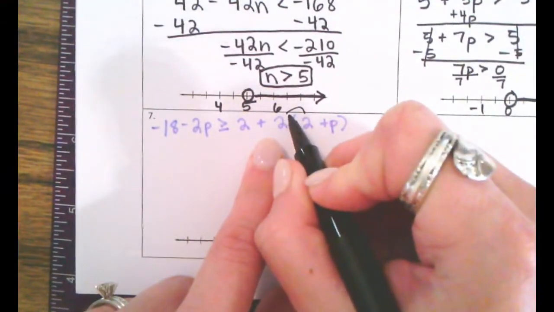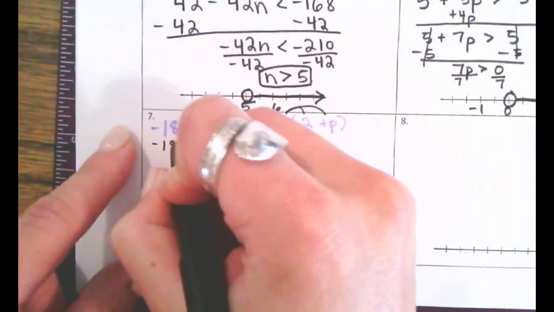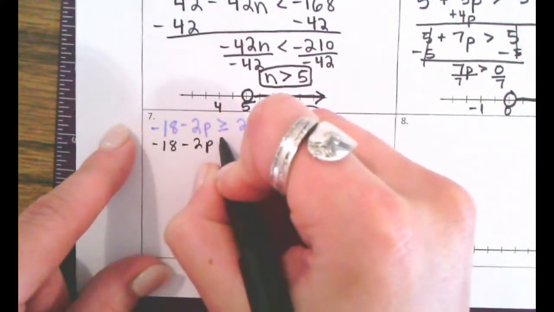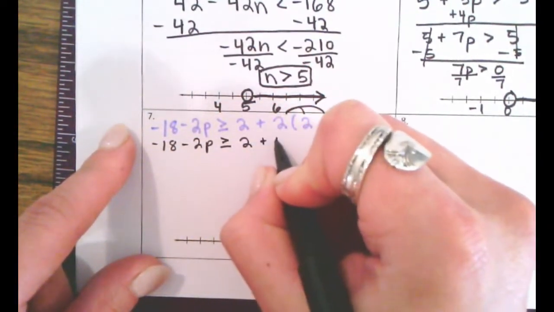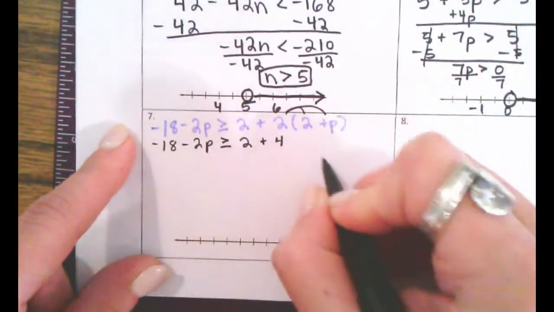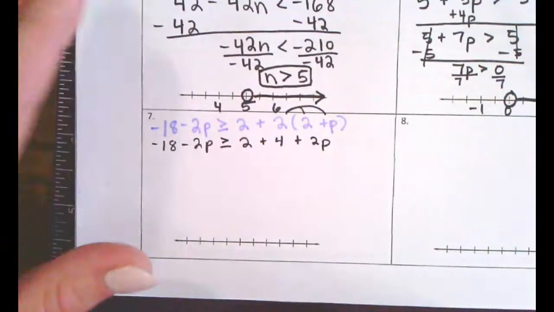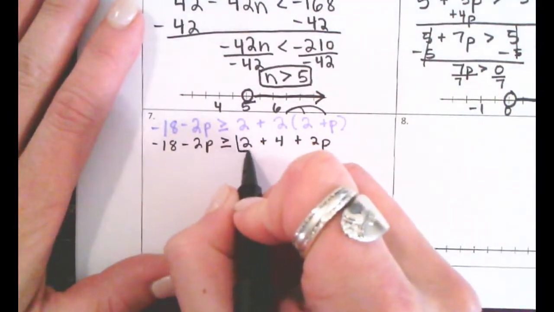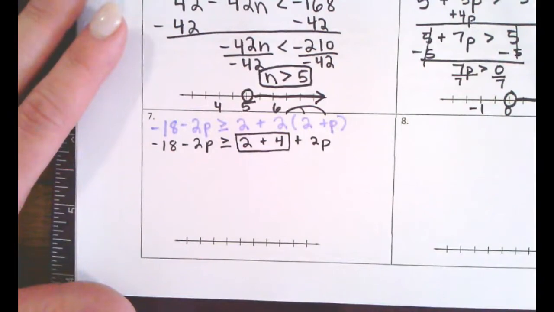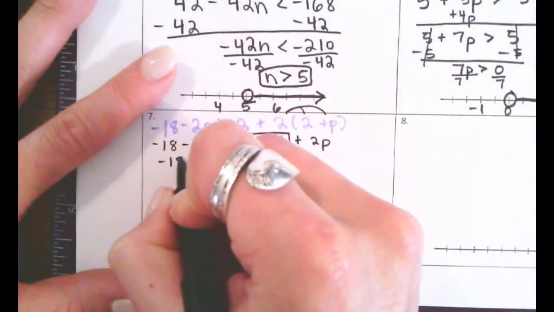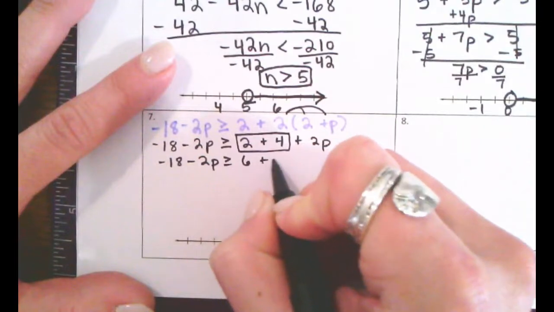So distributing that 2 first, I have negative 18 minus 2p is greater than or equal to 2, and I first have 2 times 2, which is 4, and 2 times p, which is 2p. Now, on this side of the equation, I have 2 constants that I'm going to combine before I move on. So I have negative 18 minus 2p greater than or equal to 6 plus 2p.